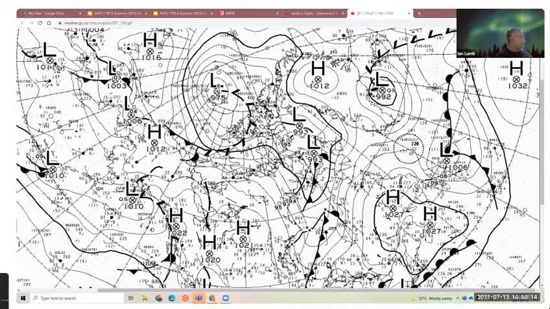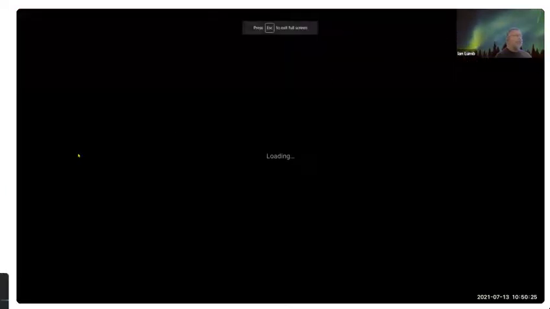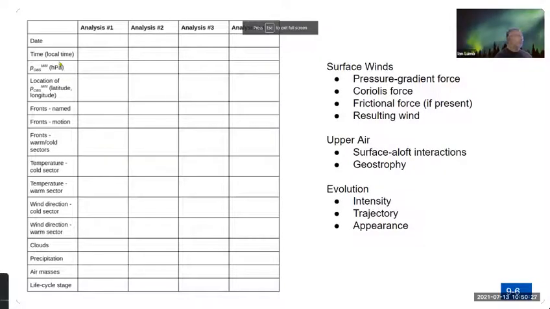If I go back to my slides, this is the kind of thing I'll have you do on the assignment: fill in a table like this. We've already talked about a lot of these points: the date, the time, you convert that to local time, the observed pressure at the center of the cyclone, the location of it in terms of latitude and longitude, the relevant types of fronts. And there was a great question a little earlier.